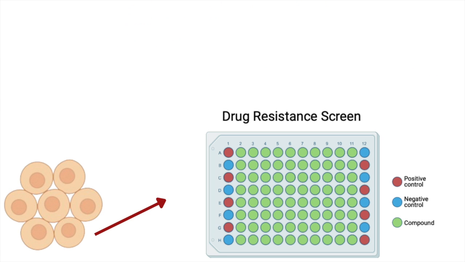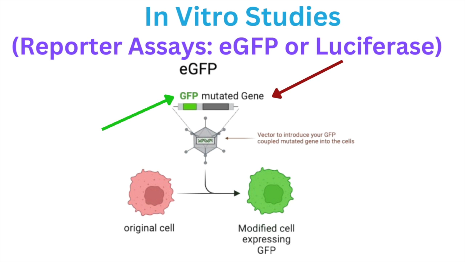Under the in vitro studies, there are also reporter assays. So here you use reporter genes like green fluorescent protein or luciferase that are linked to the mutated gene's promoter or regulatory elements, and these can then be used to assess the impact on gene expression.